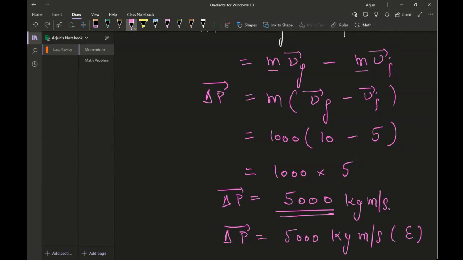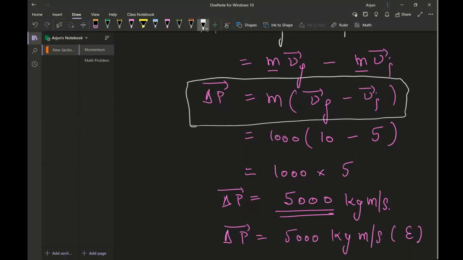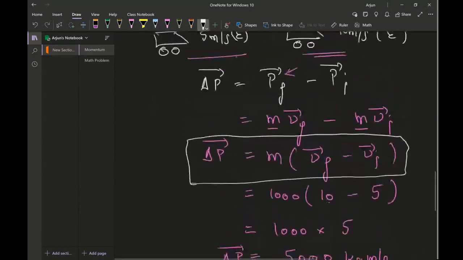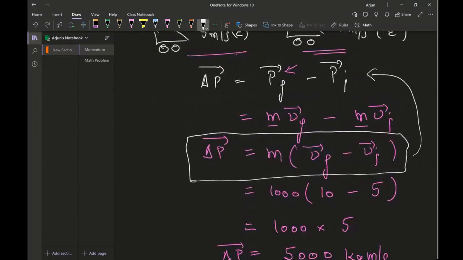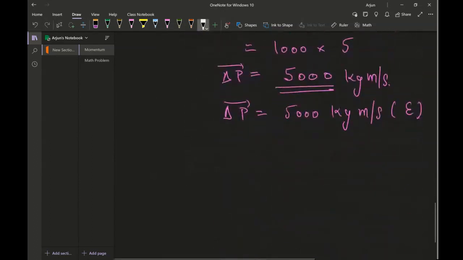Okay, so from here we've generated another formula, which is that change in momentum is equal to m times v final minus v initial. So you can use any formula, this one or this one, whichever you want depending upon the given question.